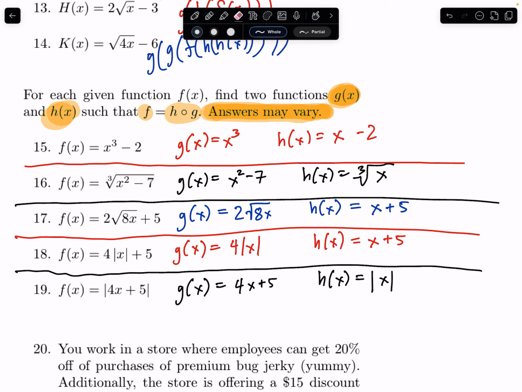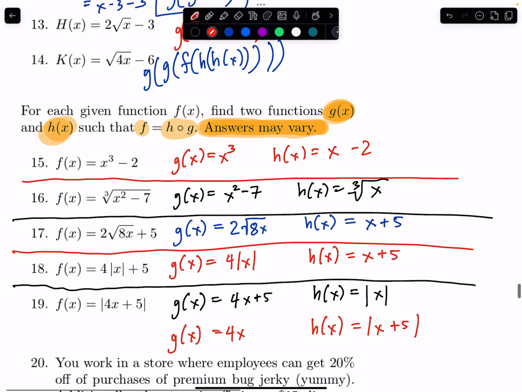Okay, I got some space here. Why don't I give you one other option? So I could have said g of x is just the 4x. And then that means I'll replace any occurrence of 4x with just an x in my outside function. So it would be absolute value of x plus 5, like that. And that'll work just as well. So yeah, not so bad.